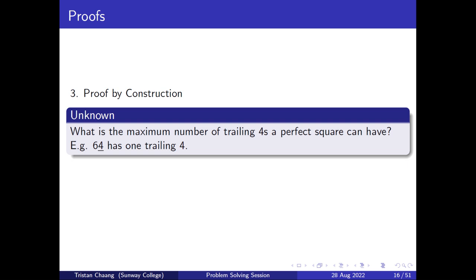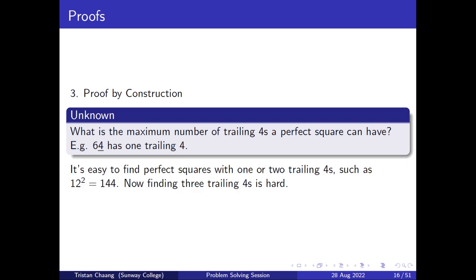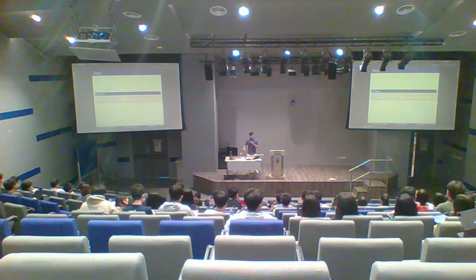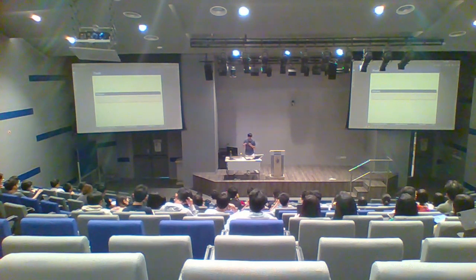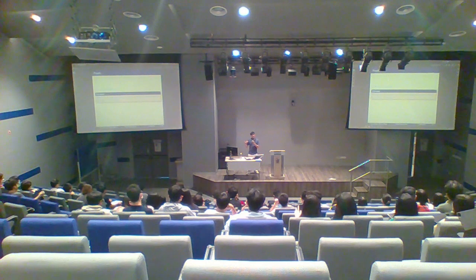So you can find a few examples with trailing fours like 64, 144, but when it comes to three fours, that's probably where you can get stuck. It's quite hard to find one with three fours, right? However, if you've learned some modular arithmetic, which I haven't taught here, this is the same thing as solving x squared is congruent to 444 mod 1000.